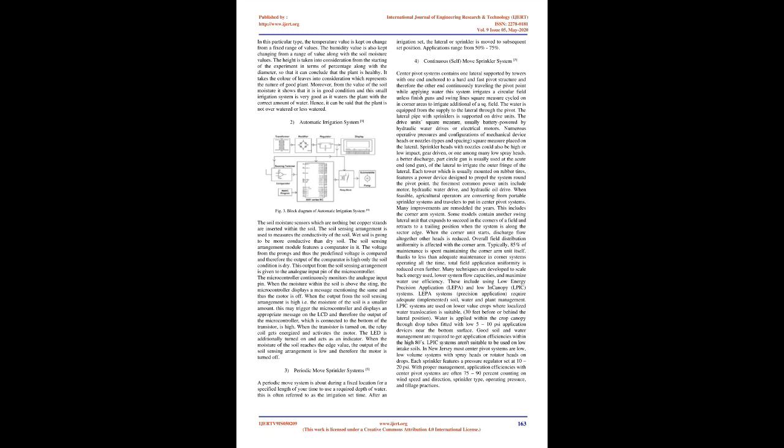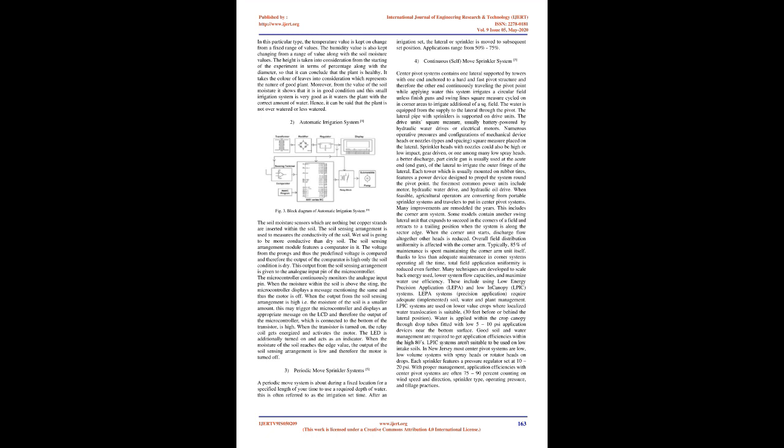4. Continuous, self-move sprinkler system. Center pivot systems consist of one lateral supported by towers, with one end anchored to a fixed pivot structure and the other end continuously traveling around the pivot point while applying water. This system irrigates a circular field unless end guns and swing lines are cycled on in corner areas to irrigate more of a square field.